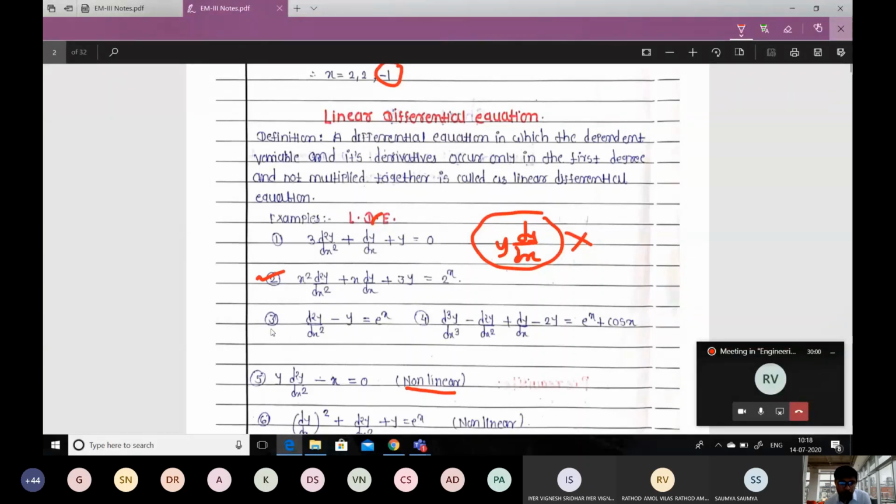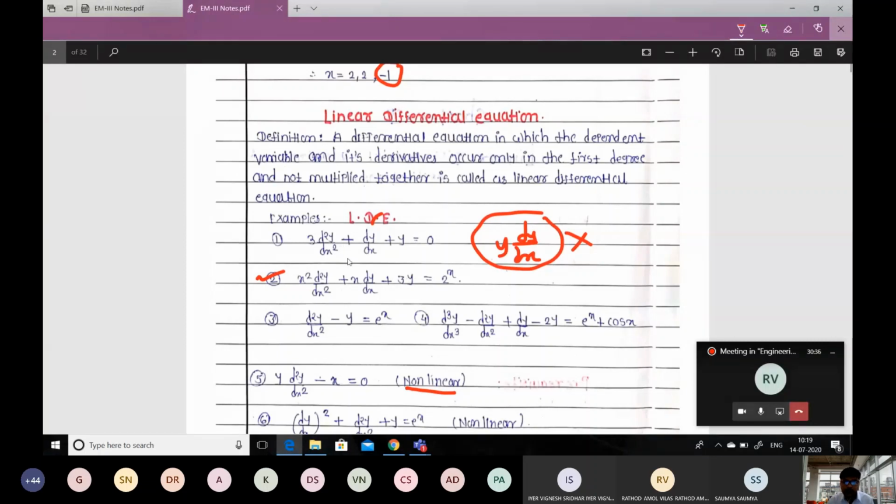Let us see example number 3, d2y by dx square minus y is equal to e to the power x. Yes, it is a linear differential equation. Example number 4, d cube y by dx cube minus d square y by dx square plus dy by dx minus 2y, right hand side e to the power x plus cos x. That is also acceptable. Here in example number 1 and example number 4, just the order changes. The order of this whole differential equation is 3, and the order of example number 1 is 2.